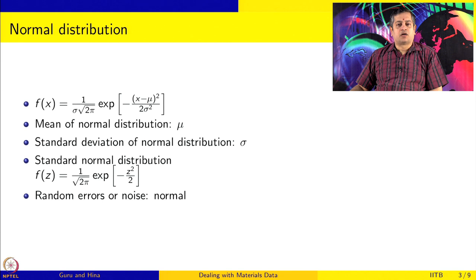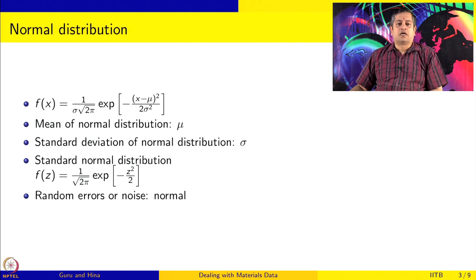It is possible to carry out a transformation of variable from x to z, and that makes the mu 0 and the standard deviation 1. So, we take x minus mu by sigma as z, and then we get the standard normal distribution which has the normalization factor 1 by root 2 pi, and it is just exponential of minus z squared by 2. And we have also learnt that random errors or noise always follow the normal distribution, and we saw an example of electrical conductivity in electrolytic tough pitch copper, and we saw that if you make repeated measurements, because of random errors you get a normal distribution.